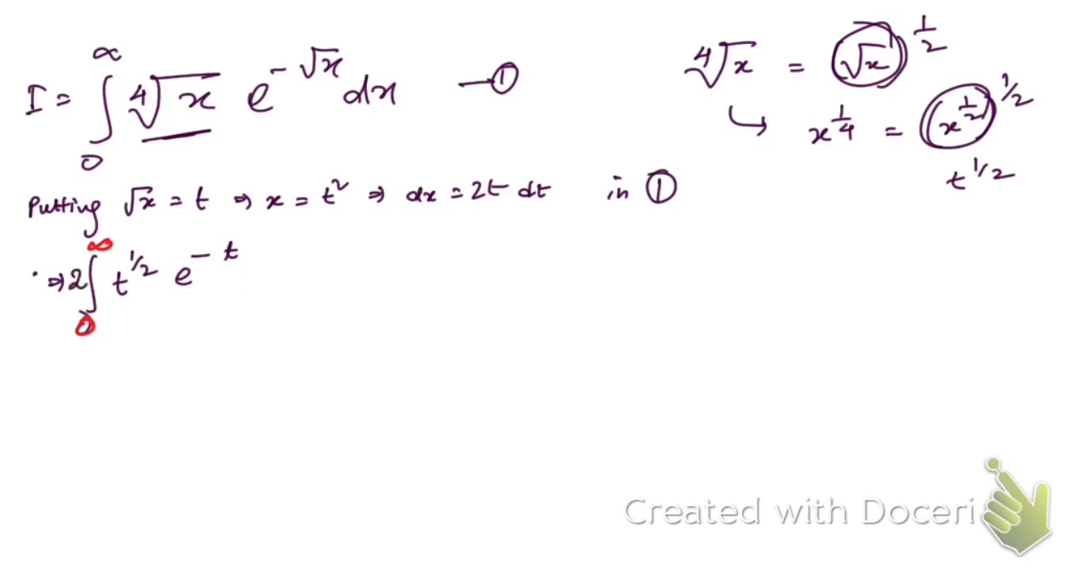So let me write 2 outside the integral. Okay, so doing that we get this. So now what we can do here, you see, if you multiply this 2, then we're going to have 2 integration 0 to infinity t to the power minus 3 by 2 e to the power minus t dt. That's what we're going to have, right?